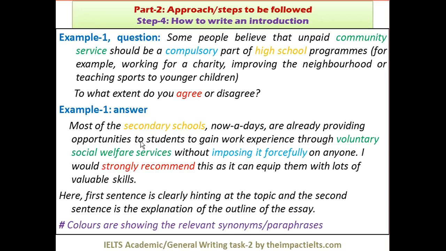So first, we are simply paraphrasing the sentence. The more you can change grammatically and expression-wise, the better your band score will be. And the second sentence is a kind of outline. This is an opinion-based question. In the next two examples, we will take one discussion type question and one opinion discussion type question.